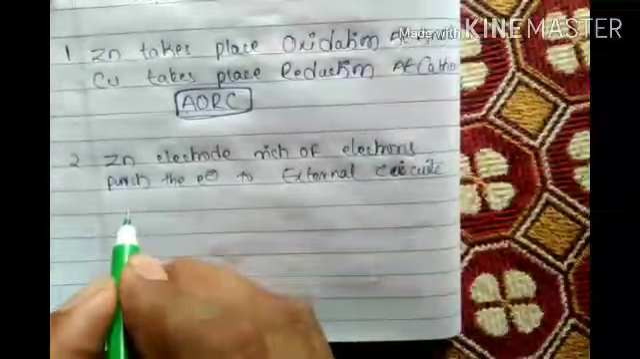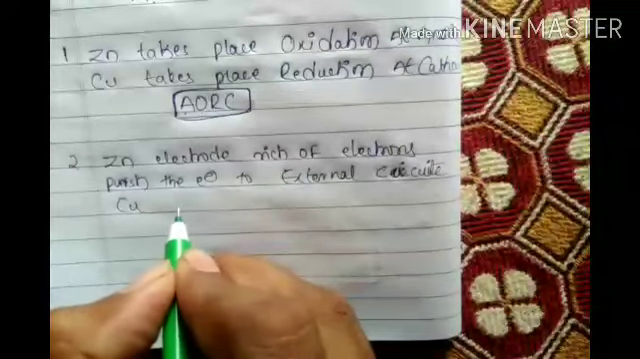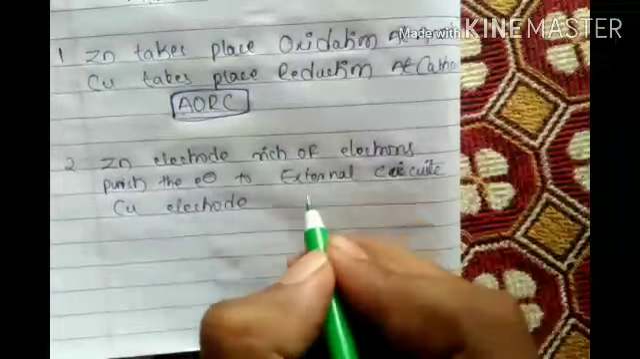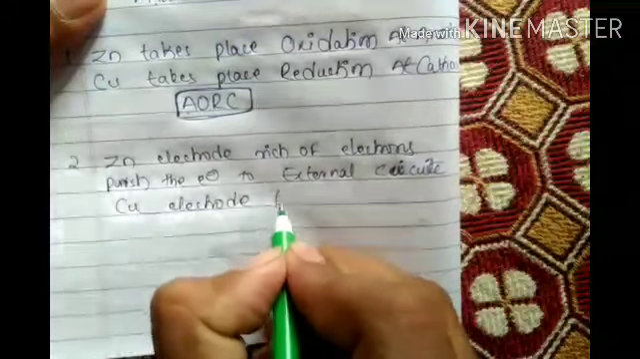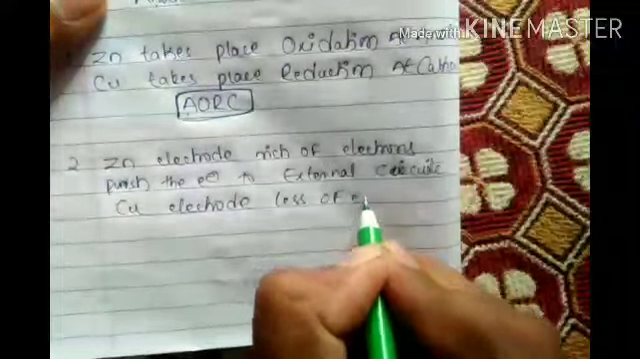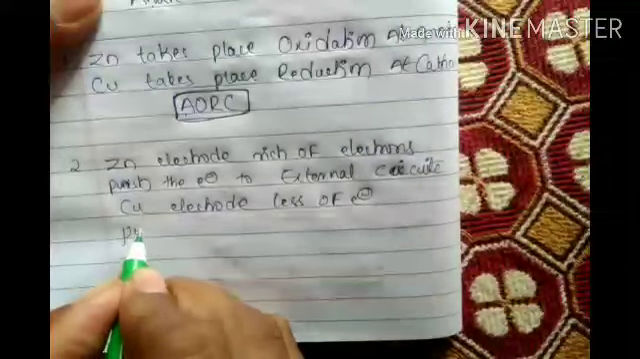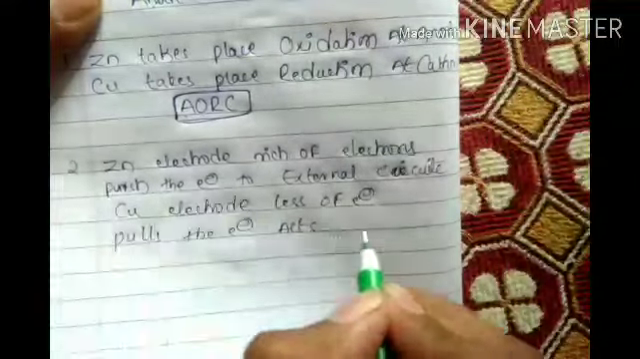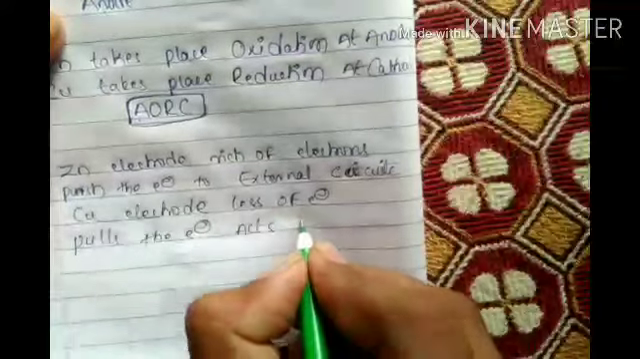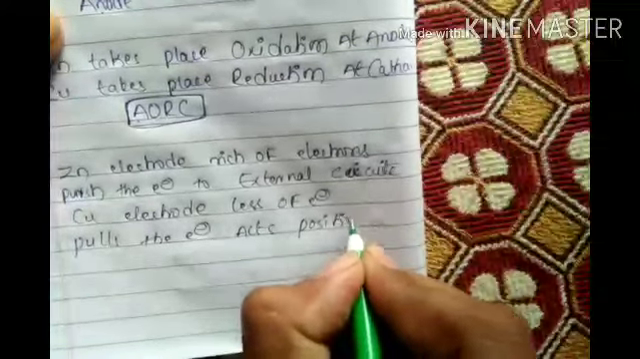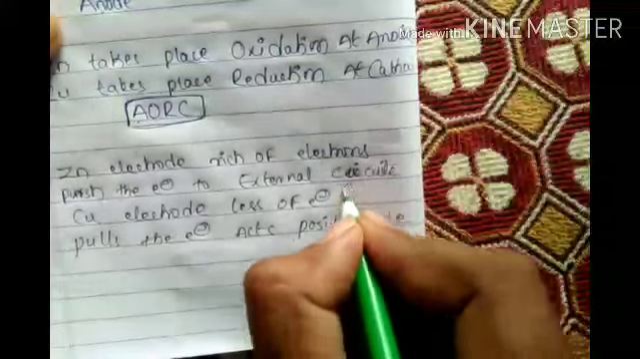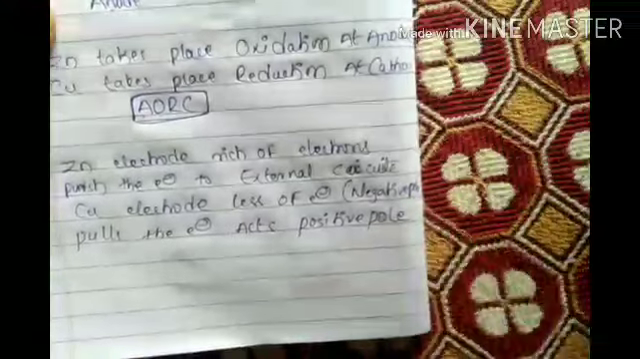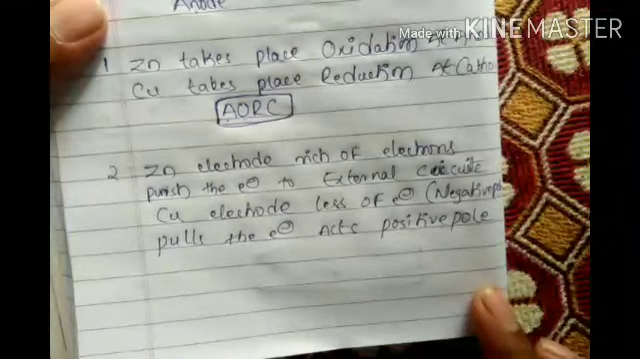Next, copper electrode, write the point here. Copper electrode, less of electrons, pulls the electrons, acts as a positive pole, and this is the negative pole. Positive pole and negative pole.